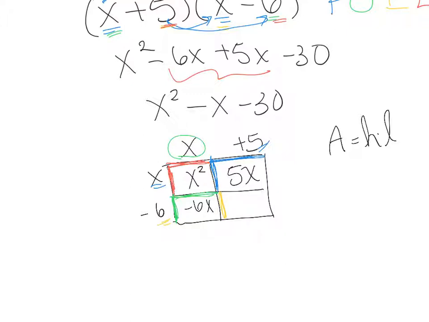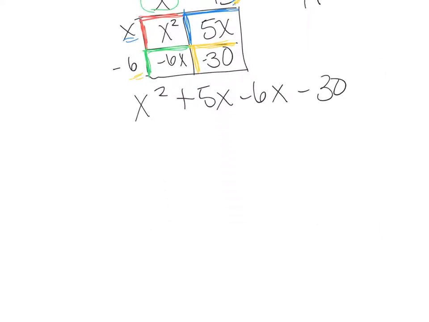And then my last one, this is my height, which is still my negative 6. You're thinking, but Mrs. Adams, we don't have negative measurements. I know that. It's okay. It's fine. And then my last one, of course, my length would be this 5. So this box would be the 30 right there. And it's negative because one's positive, one's negative. I would then have x squared plus 5x minus 6x minus 30. And I still am going to combine up like terms. And I have x squared minus x minus 30.